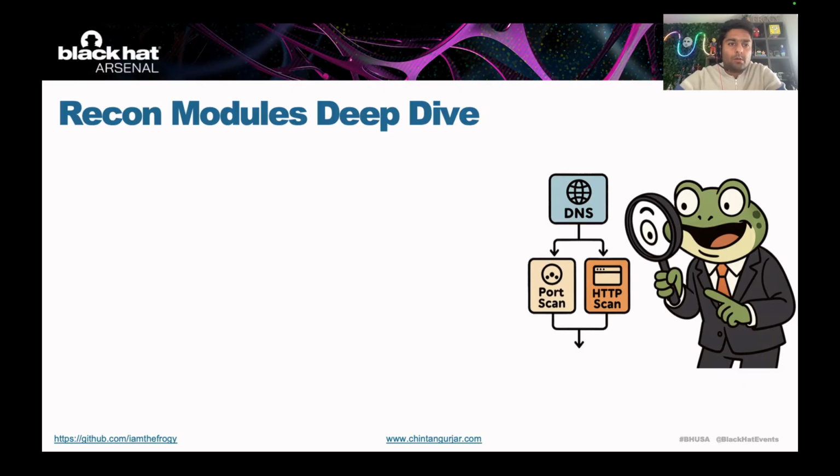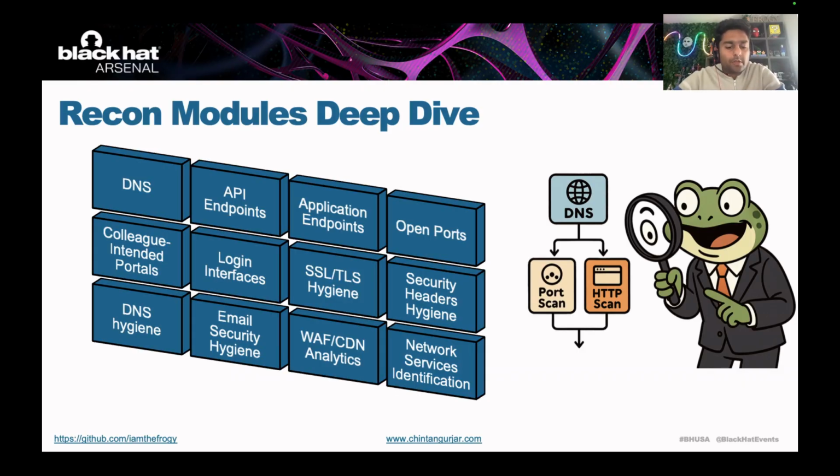Okay, so what recon modules does my tool currently support? When you give the primary domain and run this tool, it is going to give you the DNS information for every single subdomain it finds. It will also identify how many of them are API endpoints and how many are application endpoints, because they are live open ports. Using AI, I have segregated a list of keywords which could be used for either public facing portals or colleague facing portals.